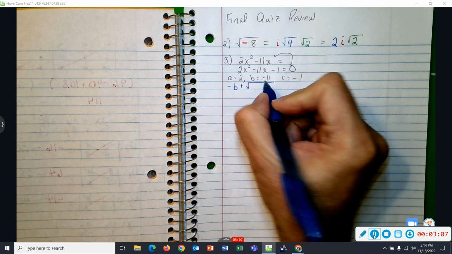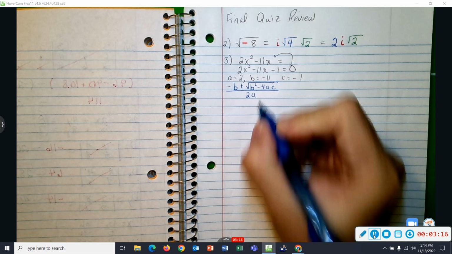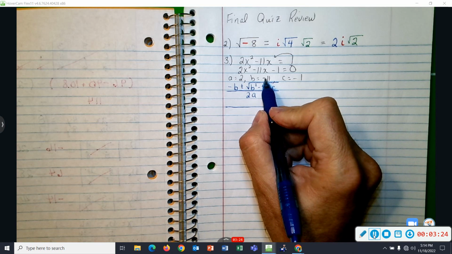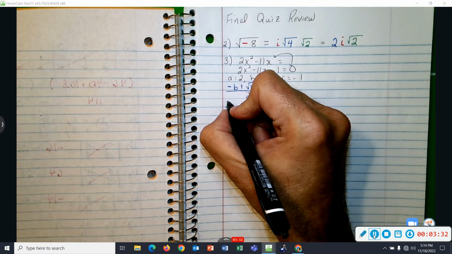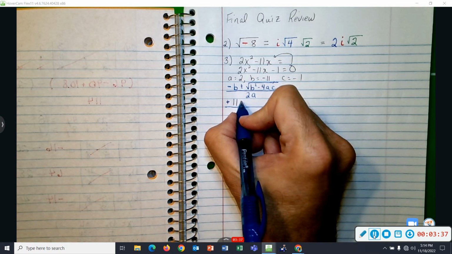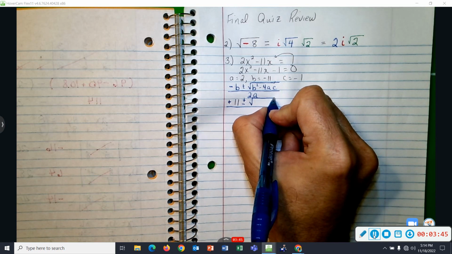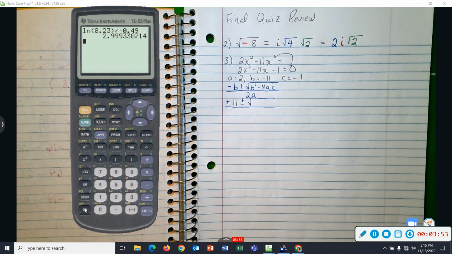We're going to be plugging into this: negative b plus or minus the square root of b squared minus 4ac, all over 2a. I'm going to replace the b with negative 11. So we have this blue minus and then a black minus. Minus the minus becomes positive 11, plus or minus the square root of b squared. Do that b squared in your head, and hopefully you know that. We've already seen 11 times 11, 121, and negative times negative is positive.